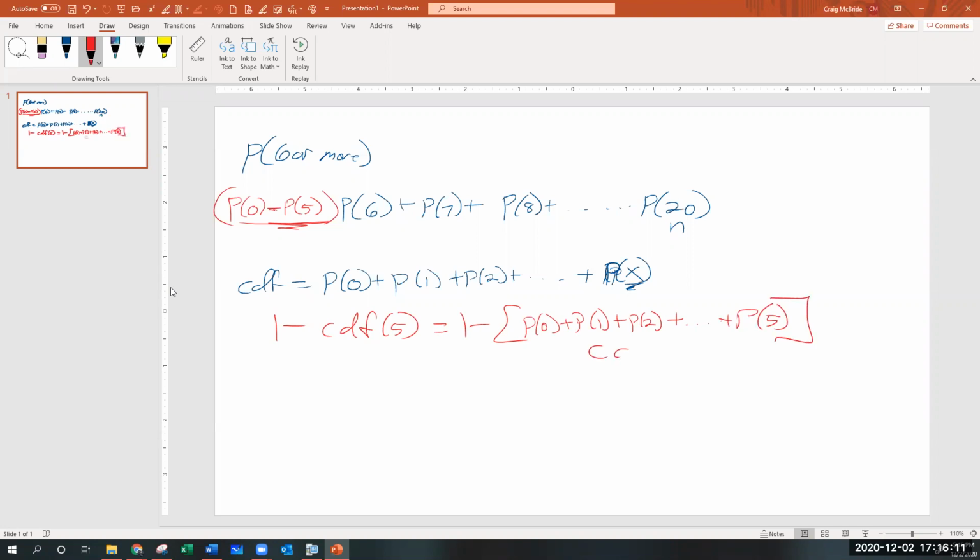Because this is the CDF of 5 right here. That's what this is. And if we take all of that junk and subtract it from 1, it's going to give us the complement, i.e. whatever's left over. And what's left over is the 6 through 20 that we want. So that's what we would have to do for that question, is we would have to run a CDF of 5, and then we would have to subtract it from 1.